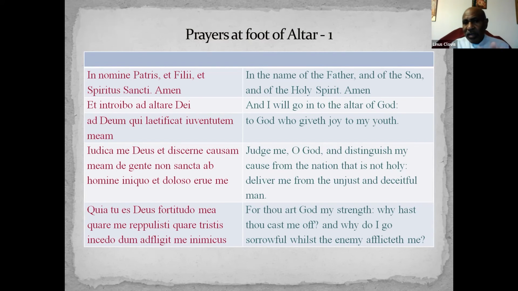Okay, so that's the prayers at the foot of the altar. Now, if you look at it, you can see now, I really do hope and pray, that it's starting to make sense. You can look at it with a little more familiarity, so it's no longer strange, but it's interesting.